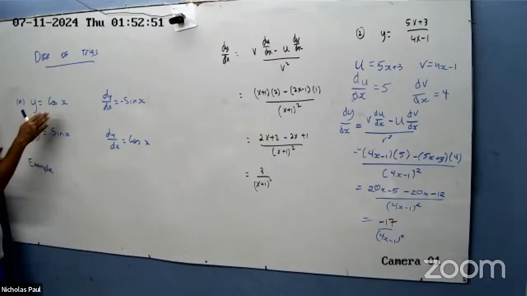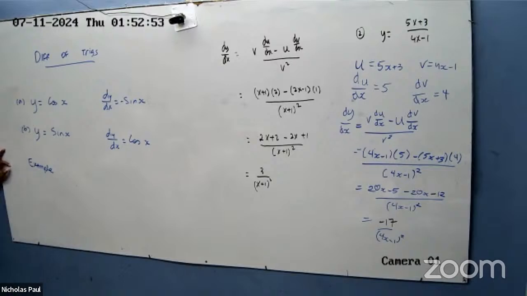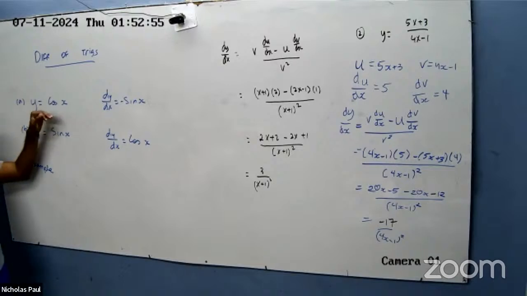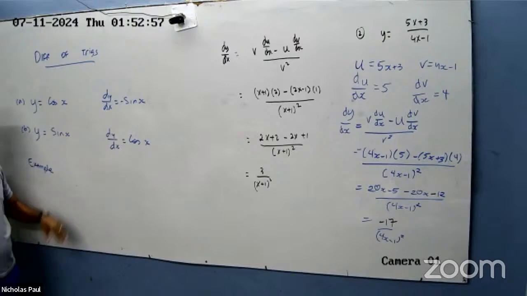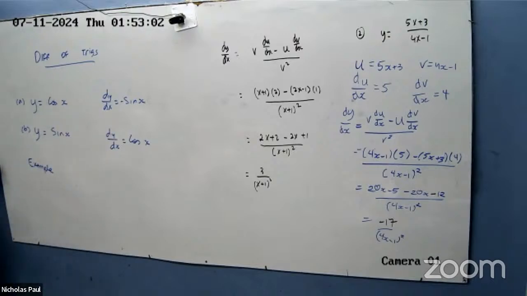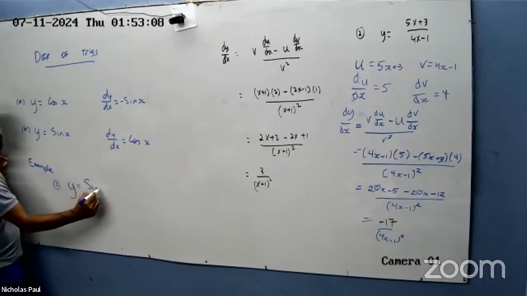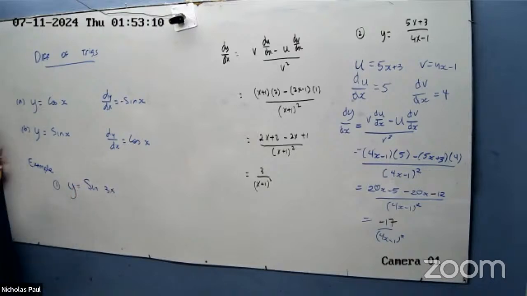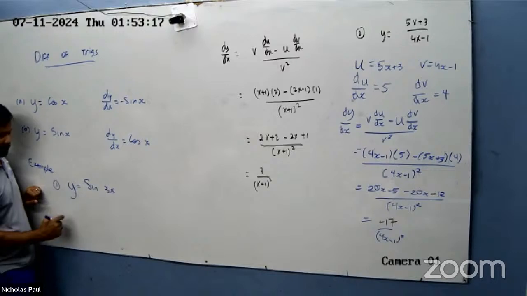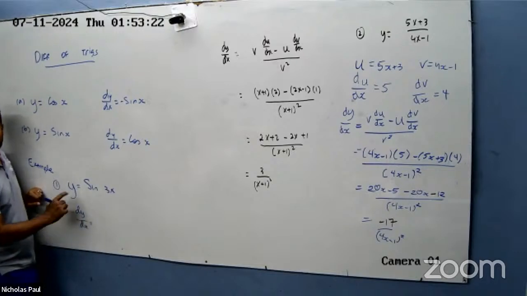Now it's a little more complicated. By the way, you just learn the differential of cos is minus sin, differential of sin is cos. Quick example: if I ask you to differentiate sin 3x, watch how easy it is. There's a long way, the chain rule, but we're skipping the chain rule. Watch this here.